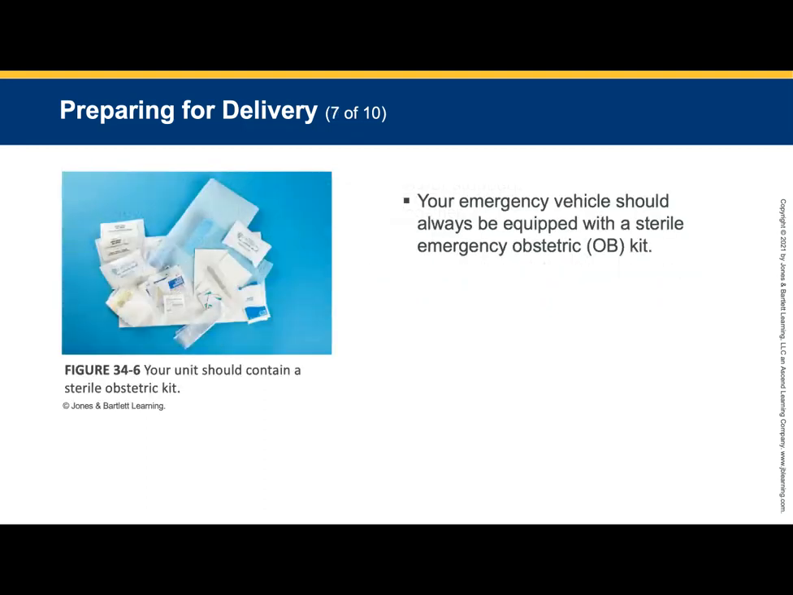Here are parts of your OB kit. If you'll look there, you have the blankets. Here's a little pad. There's the knife to cut the cord. You should have some clasps right here. These are to clamp the cord. You should have two of those. So again, knowing what's in your individual company's kits is very important, just so you can prepare yourselves.